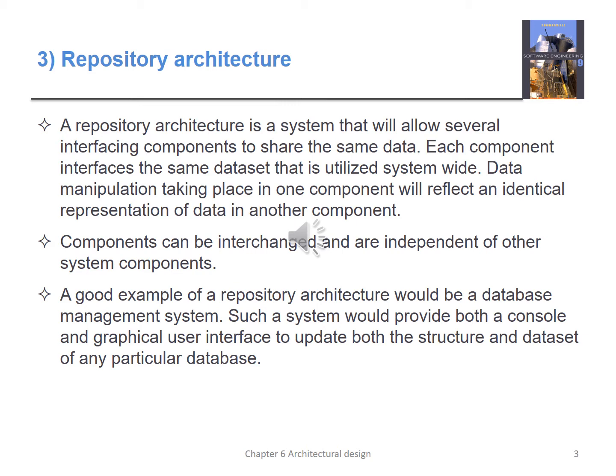Components can be interchanged and are independent of other system components. So each component is independent, and the relation between them is through the database. A good example of repository architecture would be a database management system. Such a system would provide both a console and a graphical user interface to update both the structure and data set of any particular database.